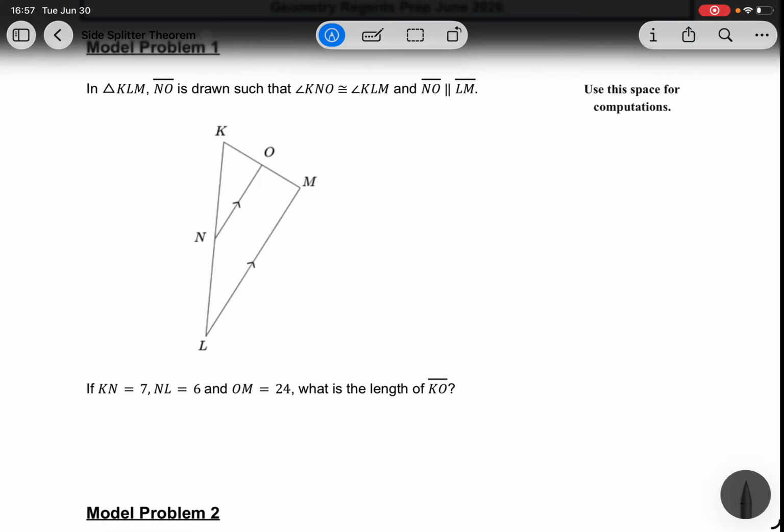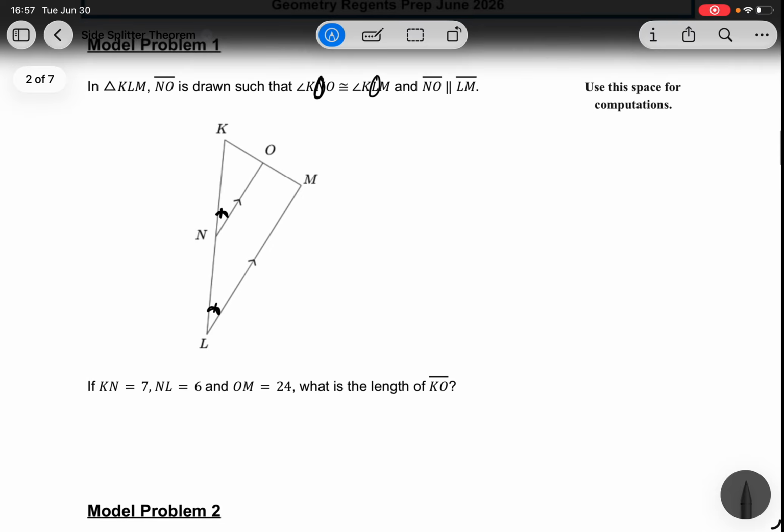So we know that angle KNO, which means we need to focus on the middle letter, is congruent to angle KLM. So KNO and KLM are both our congruent angles. And then NO is parallel to LM, which is already given to us. We also know that both triangles share an angle, which is going to be angle K, which I'll show you in a second. KN is 7, NL is 6, OM is 24, and then we want to find the length of KO, so we're going to put X there.